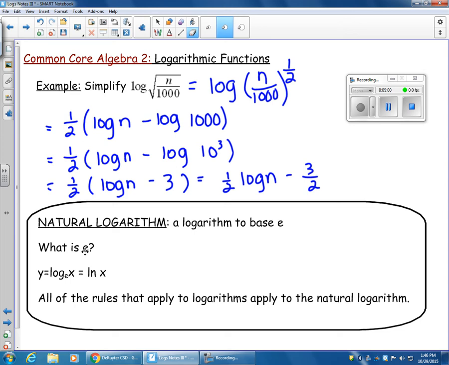So if you look in your notes right here, log base e is the natural logarithm, ln x. So we would pronounce it ln x, and that is the natural logarithm.